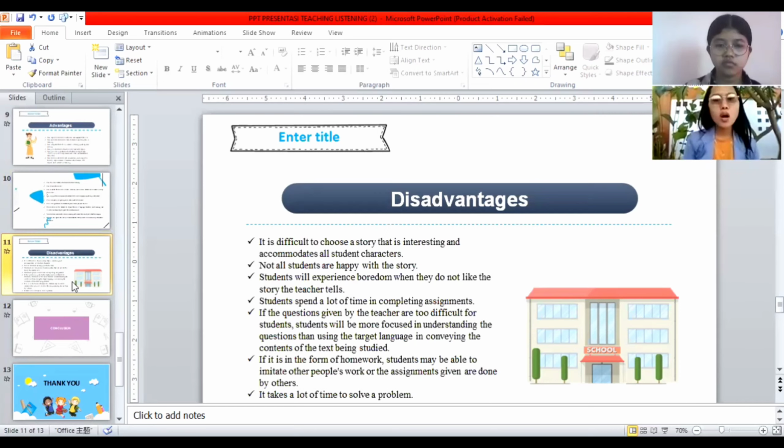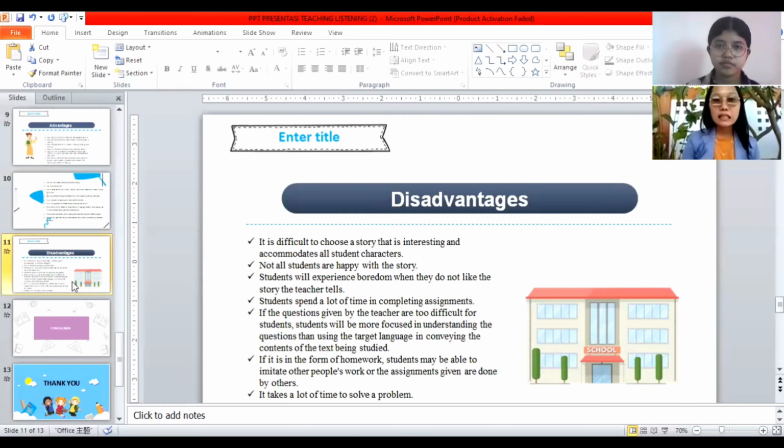Students spend a lot of time in completing assignments. If the questions given by the teacher are too difficult for students, students will be more focused on understanding the questions that use the target language in conveying the context of the text being studied.